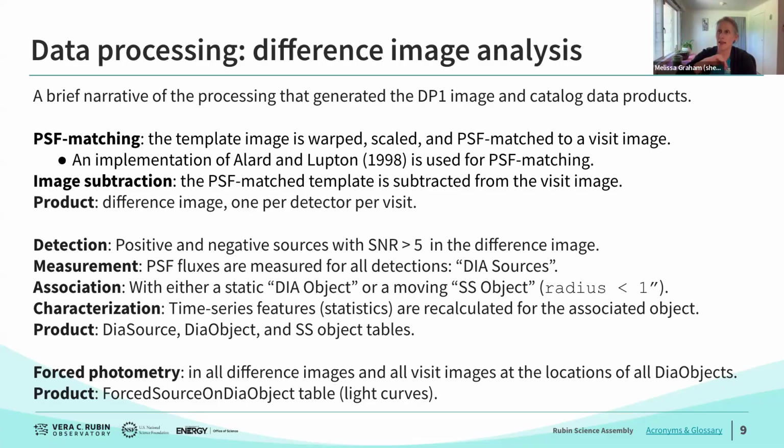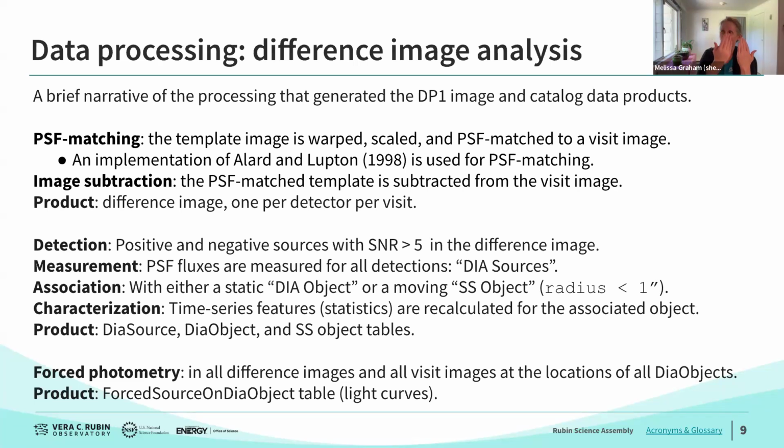Then that image has a template cut out of our large all-sky template that is the same dimensions as the new visit image. That piece of the template image is warped, scaled, and PSF matched to the visit image. This is done with an implementation of Alard and Lupton 1998 that's used for PSF matching. A lot of work has been done since then, actually, so it's not exactly the same, but it's a very modern technique, yet similar, doing the PSF matching.